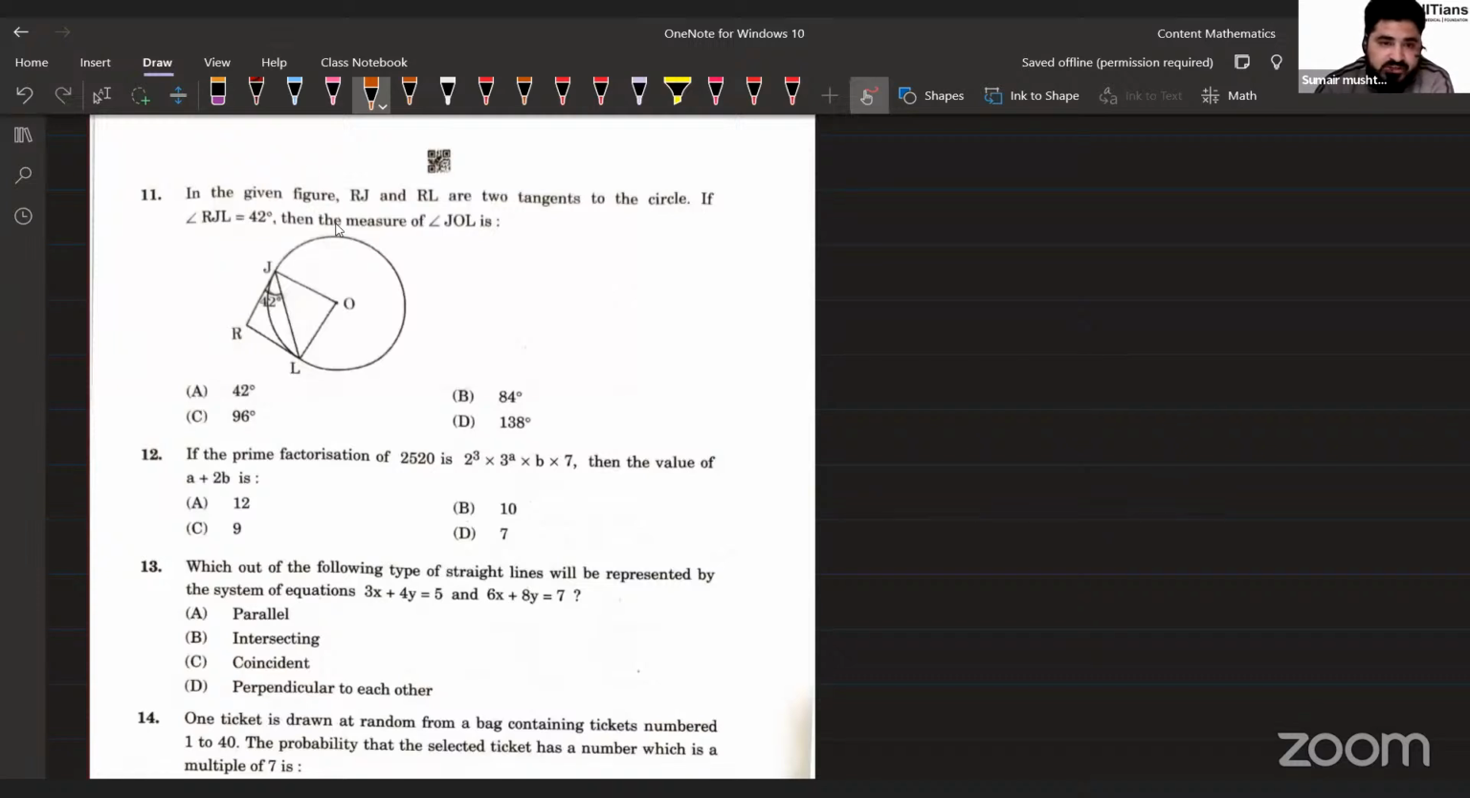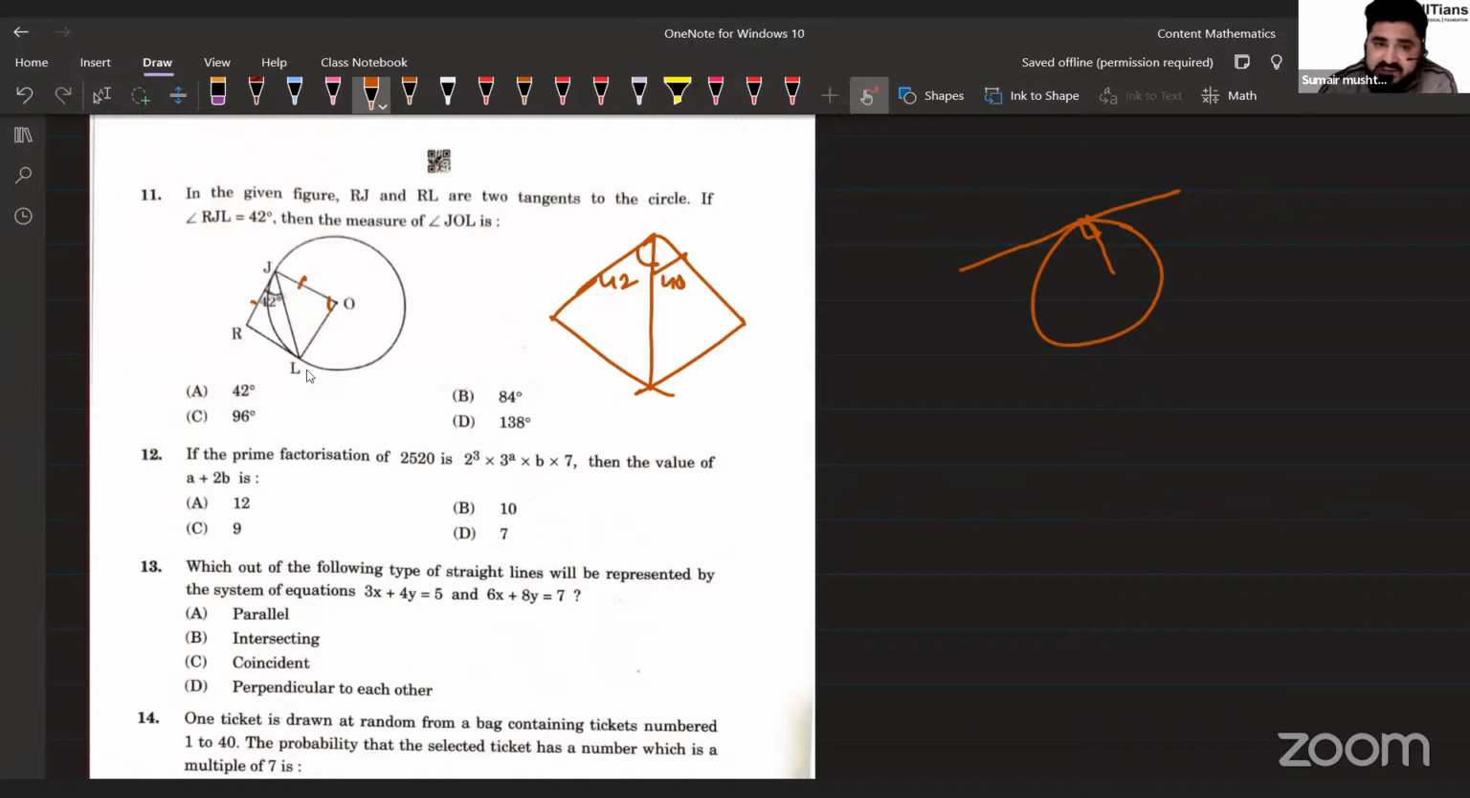See, this is the question, RJ. This is 42, and you have to find angle JOL. That means this angle. Simple, easy question. You have to use just one single theorem here: the angle between the radius and the tangent is always 90 degrees. So if you see this as a quadrilateral, this is given to be 42. So this should be equal to 48 because this whole angle is 90. And as you see, this is an isosceles triangle. This is also 48. 48, 48, 96. So how much should this angle be? This angle should be 180 minus 96. Got it.